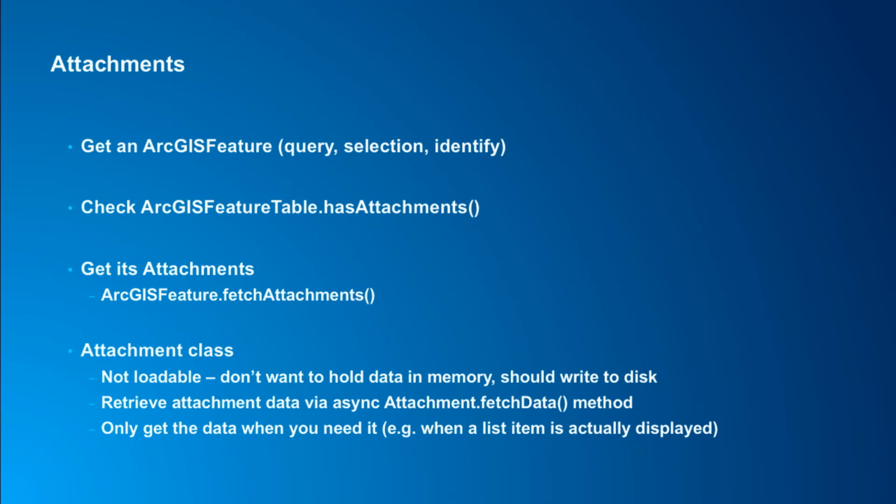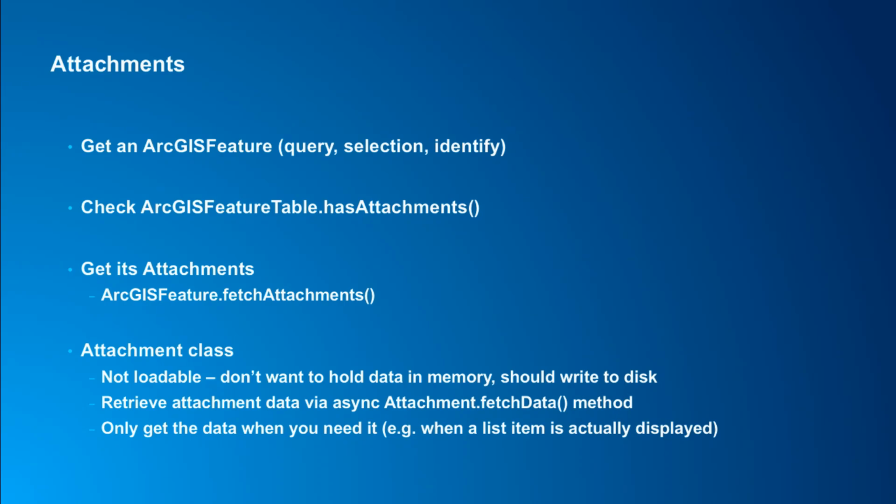So that was working with features. You'll have noticed that an ArcGIS feature has a list or a collection of attachments associated with it, and that's how you work with attachments. In terms of how you edit them, similar pattern. You get the feature, however you got it. You check that the table has attachments before you do anything else. There's a method on the ArcGIS feature table to do that. You can then, on the ArcGIS feature instance that you've got, call fetch attachments.